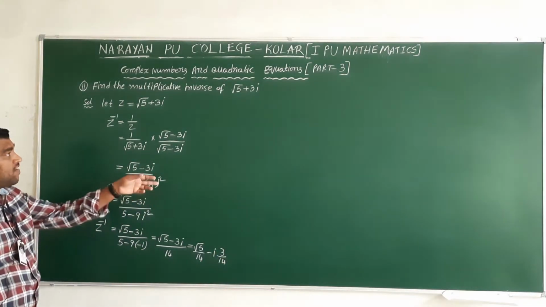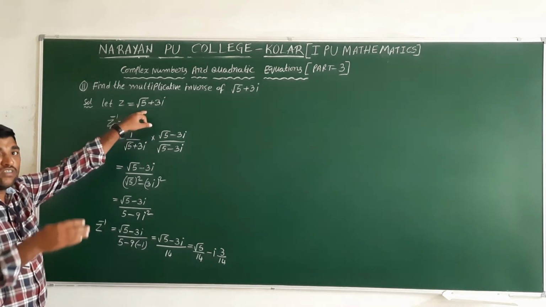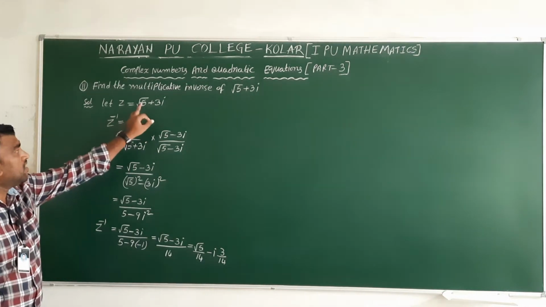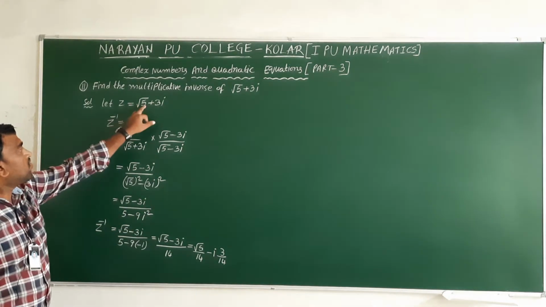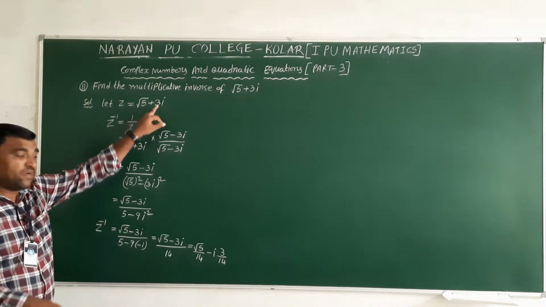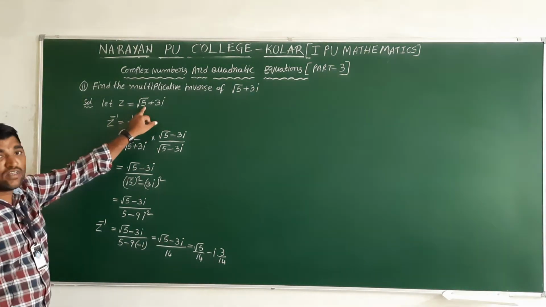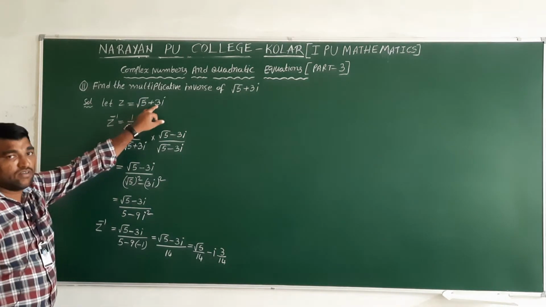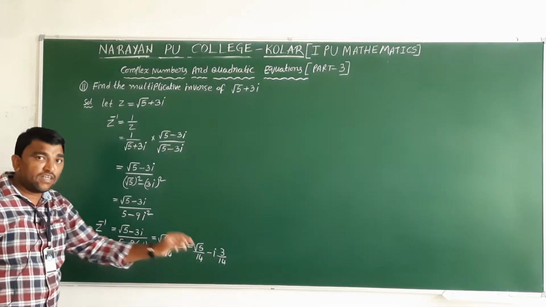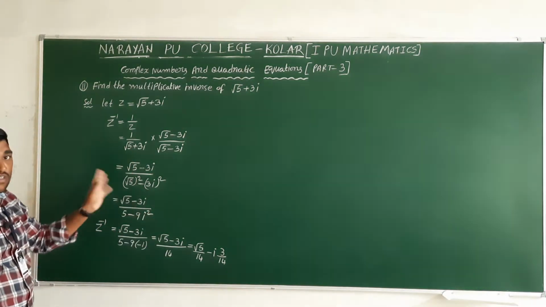If you want to verify in the objective, I told already that to find the multiplicative inverse is z bar by mod z square. Z bar is nothing but the conjugate of the given complex number. So root 5 plus 3i, conjugate is root 5 minus 3i, which is the numerator we got. Mod z square is the modulus, square root of root 5 square plus 3 square. Then we will get mod z square. That is only for verification. Don't apply it in the PU. You can follow this method.